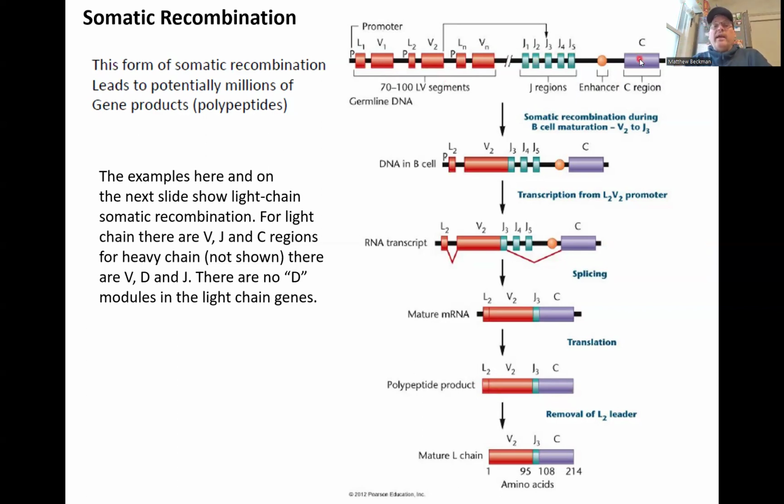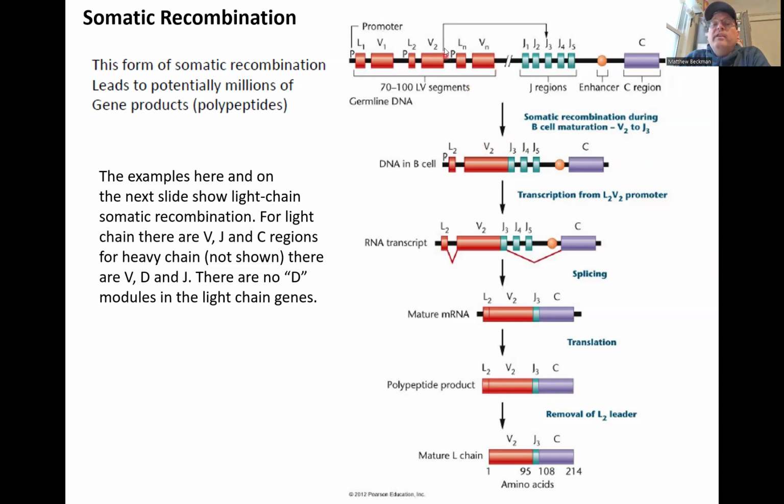Okay, so what happens? This is germline DNA. That would be like sperm and egg. This is DNA in the B cell. Okay, so recombination, somatic recombination during B cell maturation. As the organism is growing, the B cells start to form and they're developing. And there will be a little bit of recombination that happens there, okay? And so that's somatic recombination.